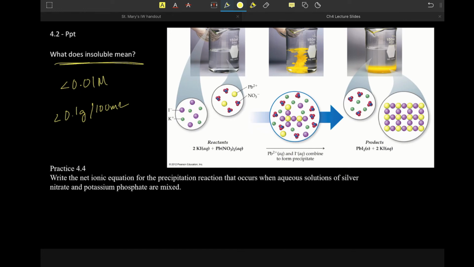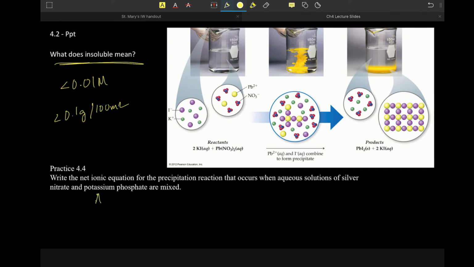All right, so moving along: write the net ionic equation for the precipitation reaction that occurs when aqueous solutions of these two compounds are mixed. Don't forget, when you're writing net ionics, which become really important this year because they show up all the time, what we're doing is narrowing it down to the things that actually change over the course of the reaction. So let's go ahead and practice really quickly.